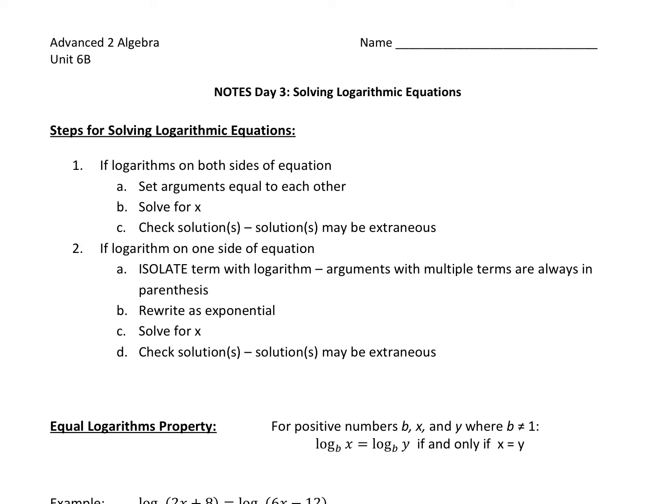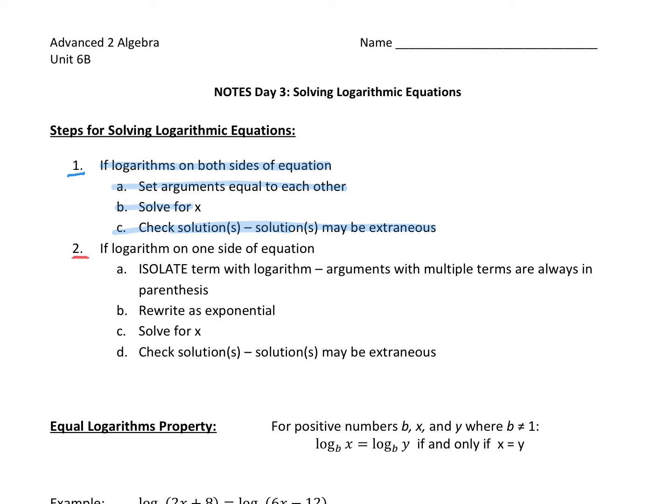In this video, we are going to talk about solving logarithmic equations. We're going to focus on two types of logarithmic equations today. The first type is if we have logarithms on both sides that have the same base. Then what we're going to do is set those arguments equal to each other and solve for x. Then we always want to check our solutions because some solutions could be extraneous.